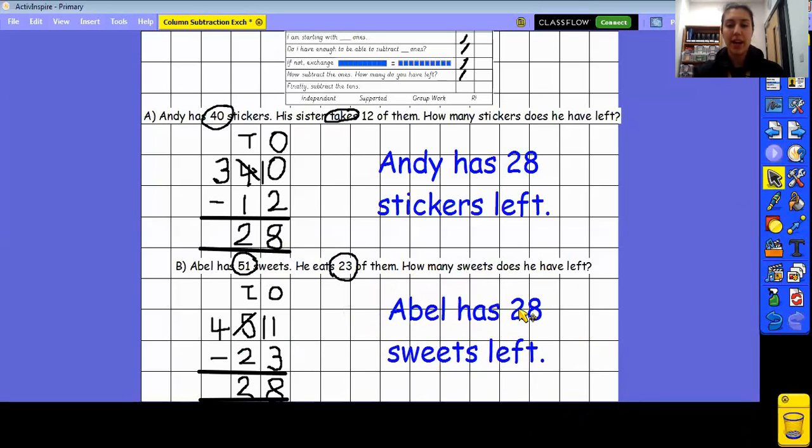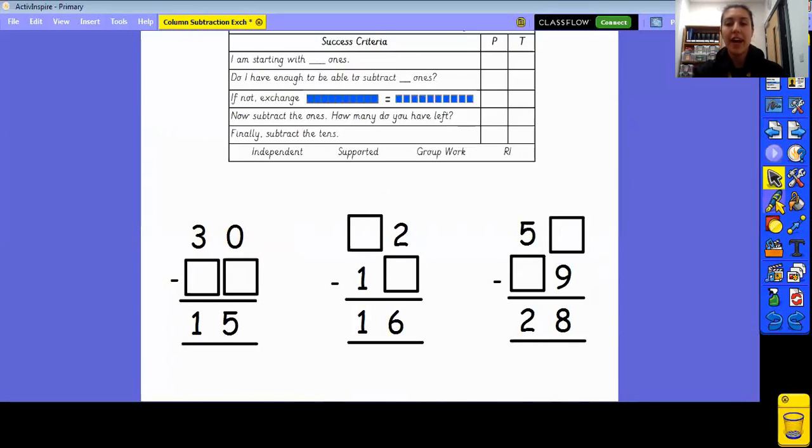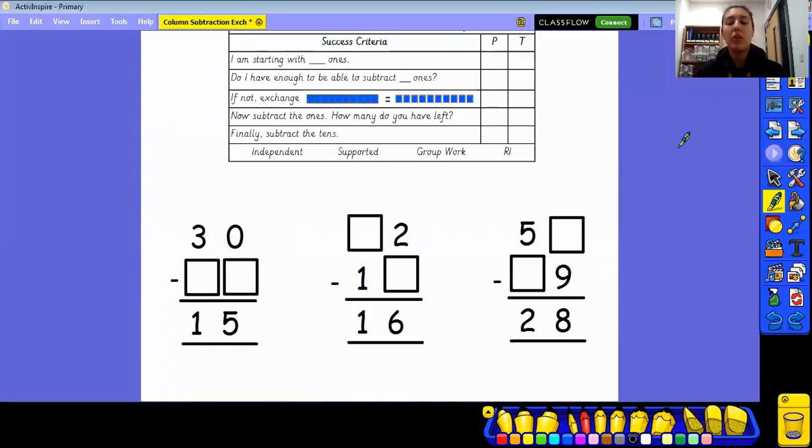Well done if you got that right. It's definitely quite tricky, this work. So you should be really proud of yourself for trying your very best. Okay, the final thing that we've got then is quite tricky, and you should only really challenge yourself to this if you're trying to access the greater depth level of maths.